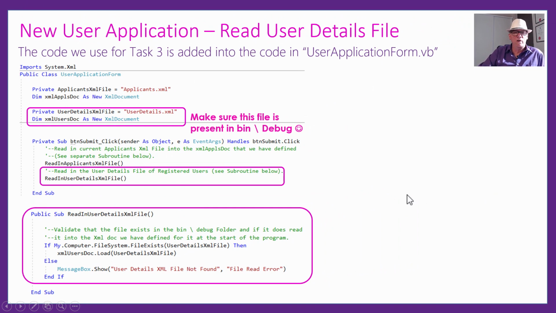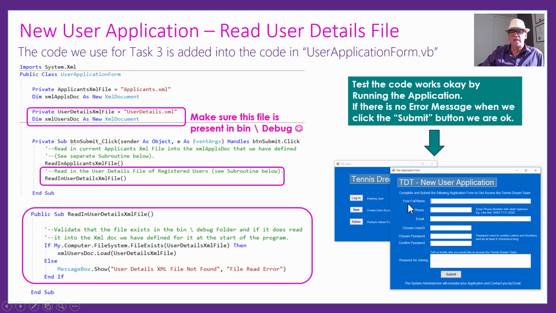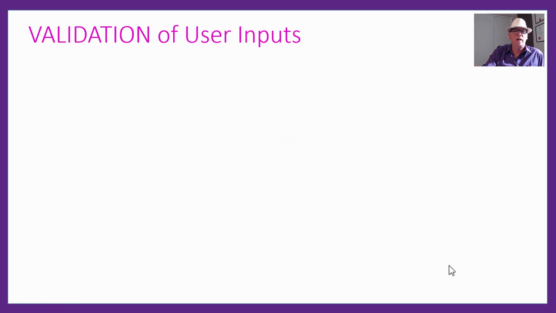So just need to make sure your files are always in the bin debug folder, because we're not using any paths here, we're just using direct file names to keep it nice and simple. All right, now when you test that, what should happen is that it just loads up and just click the submit button. We don't get any errors, so the files are getting found because we're not getting any error messages to say they're not found. So that's all good. We've finished reading in both files.